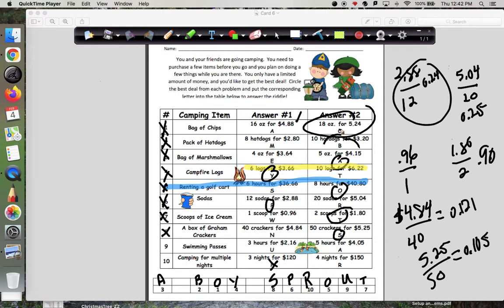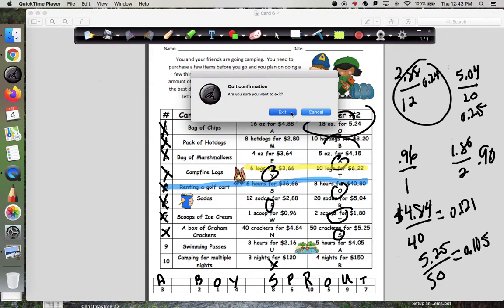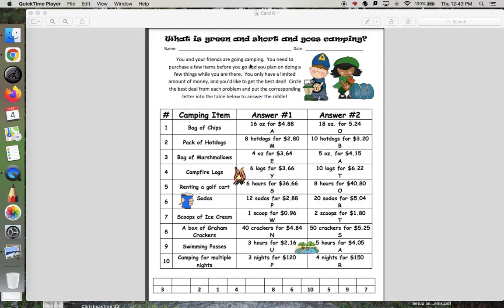So let's look at the question again. It says, what is green and short and goes camping? A boy sprout. So sprouts are green plants. Boy Scouts are boys that go camping. So there it is, a boy sprout.